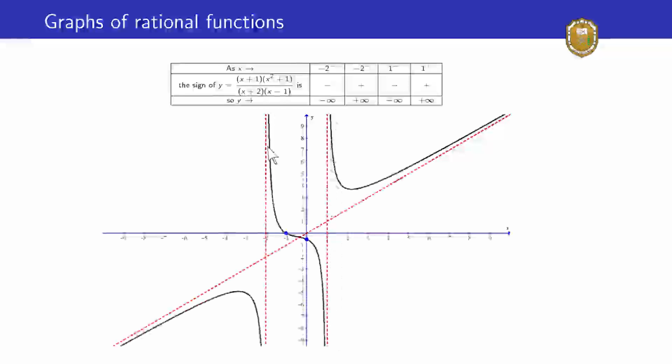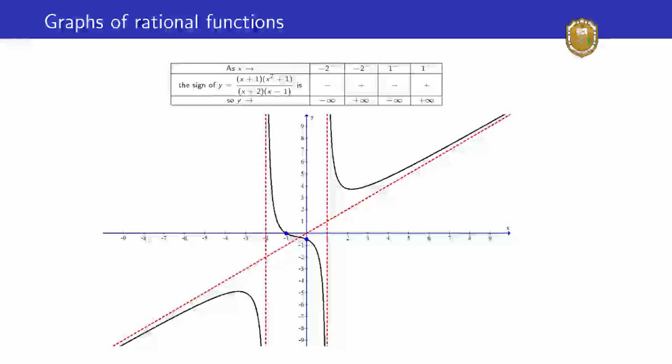The vertical asymptotes are over here, x = −2 and x = 1. The slant asymptote is over here, which is the line y = x. The x-intercept is over here, which is −1. The y-intercept is also over here, which is −1/2.